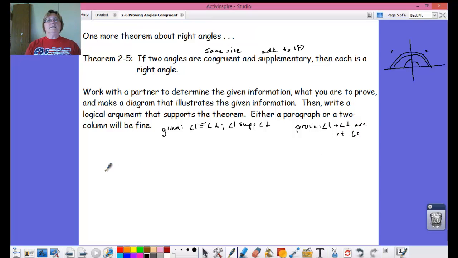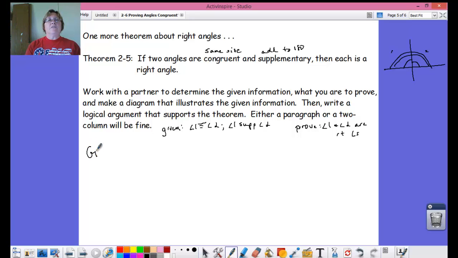All right, let's see. We could write this in 2-column format. However, that's not the only form for writing a proof. We could also write a little paragraph, and I think I'm going to prefer the paragraph here. So in a paragraph proof, we have to state basically the same things that we would in 2 columns. It's just that we put words around them.